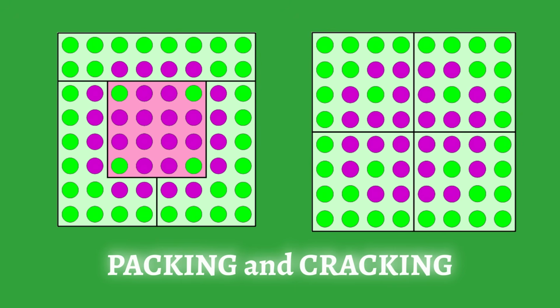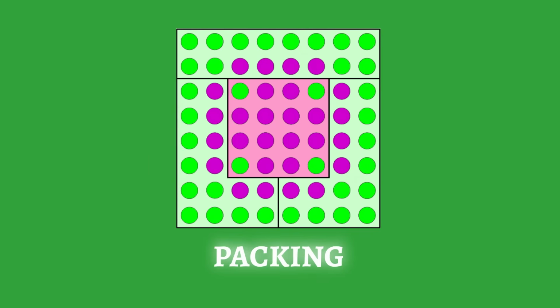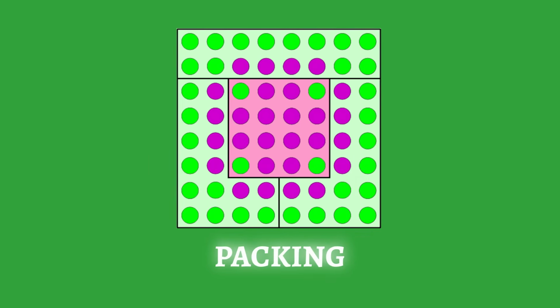Let's zoom in to see how these methods work. Packing is where you cram as many of the other party's voters as possible into a single district. In this example, the one purple district will be heavily in favour of purple, but since you've packed all of these purple voters into that one district, it reduces their influence in the remaining 3 other districts, meaning green wins them.